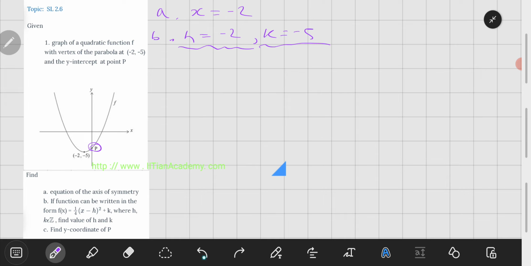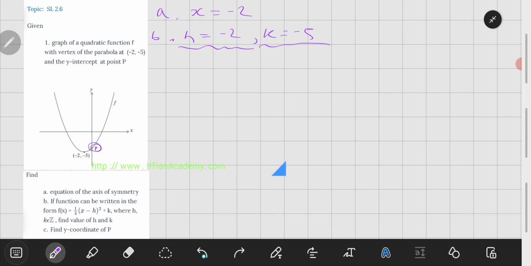So h is equal to -2 and k is equal to -5, corresponding to our x and y coordinate respectively. So that is our h and k value. Apologies. Now if we continue on to question C, we're asked to find the y-coordinate of P, where P is our y-intercept.